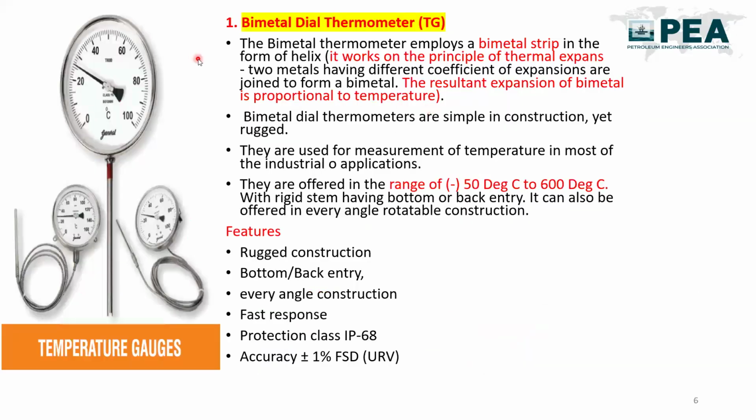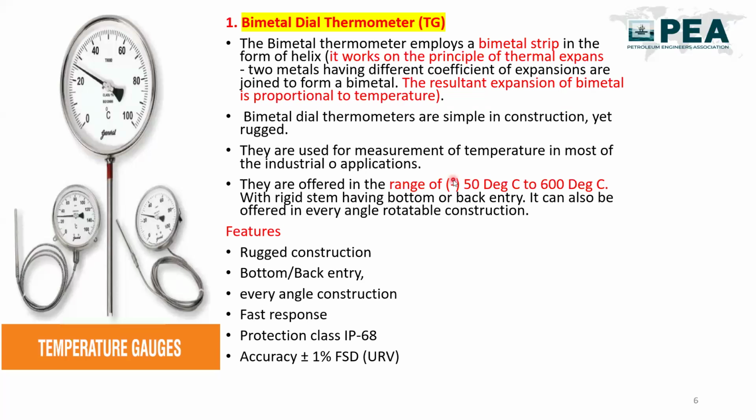So first of all, we are going to discuss the bimetal dial thermometer, that is the temperature gauge. The name suggests bimetal dial, that means there are two metal strips, a bimetal strip, and that will be in the form of a helix. It works on the principle of thermal expansion. If two different metals have different coefficients of expansion, the resultant expansion of the bimetal will be proportional to the temperature. So whenever we have to measure the temperature from minus 50 degrees Celsius to 600 degrees Celsius, we can go with the bimetal dial thermometer and it will work very well.